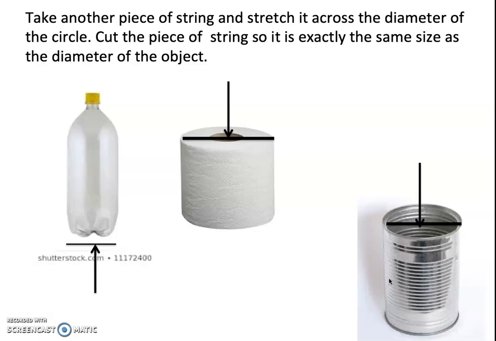Next, I want you to stretch another piece of string across the diameter of the circle. For example, on the toilet paper here, we'd have the diameter going all the way across, and then we'd cut it at the edge so it fits the exact diameter of the object. Now, if you have a bottle like this, you'll probably have to guess a little bit as to where the string should be cut.